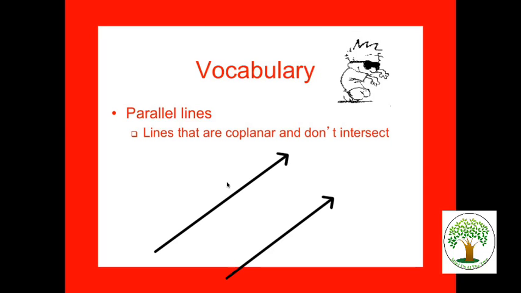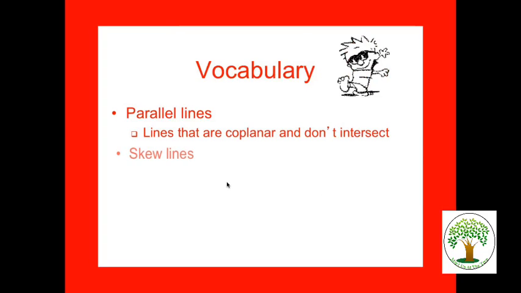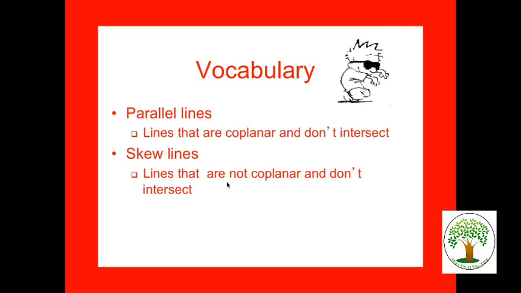The next one is called skew. For many of you, it's going to be a new vocabulary word. Parallel probably was not. Skew will be. Lines that are not coplanar and don't intersect. And these are going to be impossible for me to draw. I will have to get two pencils or two something to show you, so you won't be able to see them on the video. All right? So skew lines are lines that are not coplanar but don't intersect.